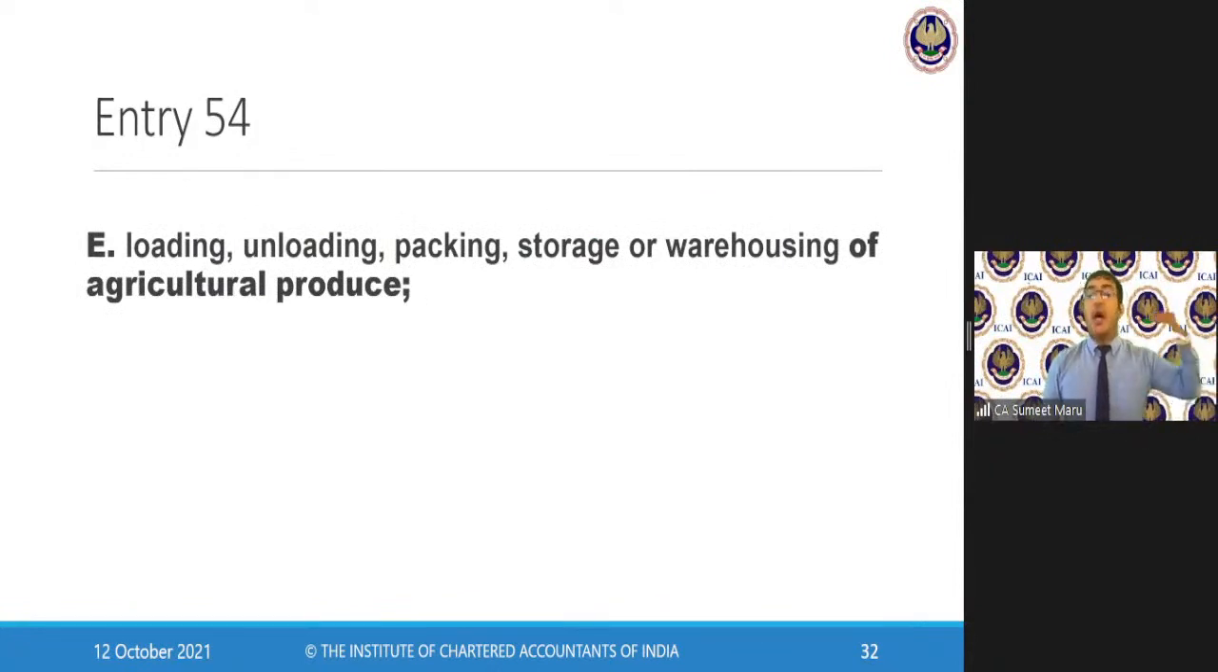Next, loading, unloading, packaging, storage, or warehousing of agriculture produce. Please pay attention here, guys. They have specifically said that you are loading, unloading, packaging, or storage, and also warehousing. Like you yourself are warehousing things for any agriculture produce. Again, what is agriculture produce? You know very nicely: the basic things which are not further processed and made only for the primary market. So if you are loading, unloading, packing, storing, or even warehousing the same, the exemption is available to you.